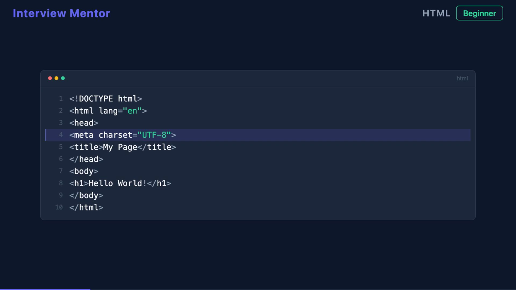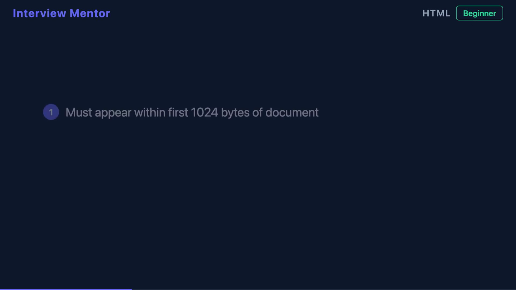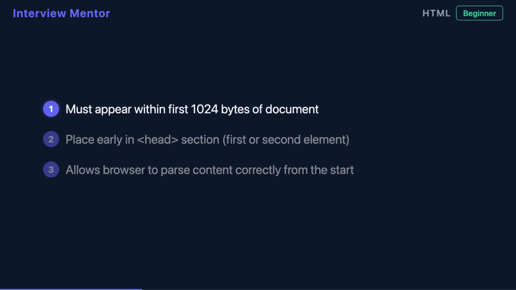This single line tells the browser exactly how to interpret the characters in your HTML document. It should be one of the first things in your head element, right after the opening head tag. Placement matters here. The charset declaration must appear within the first 1024 bytes of your HTML document. Why? Because browsers need to know the encoding before they can properly parse the rest of your content. Put it early in the head section, ideally as the very first meta tag.